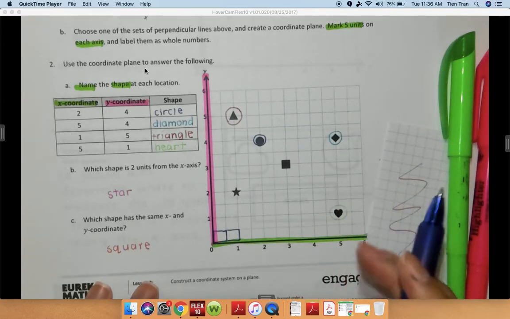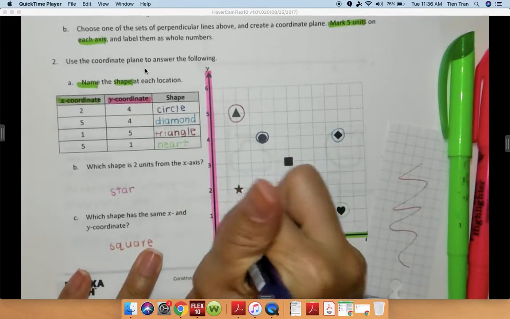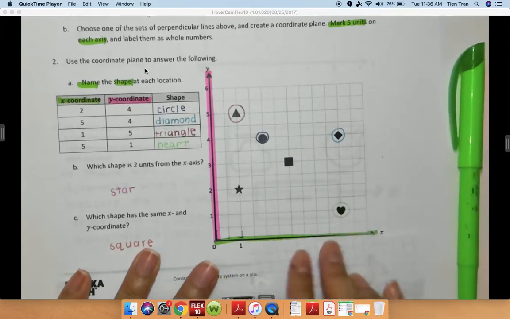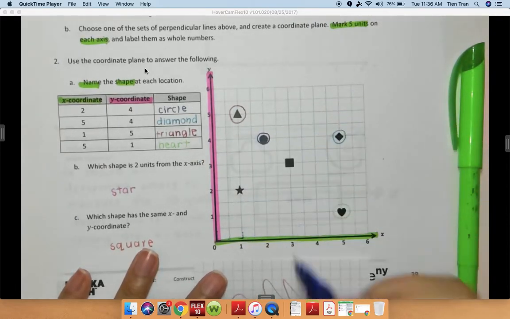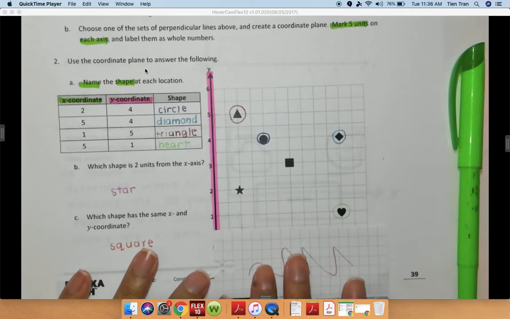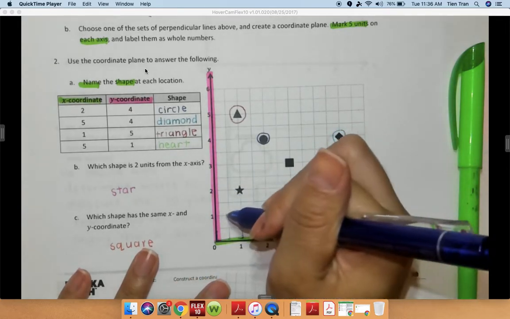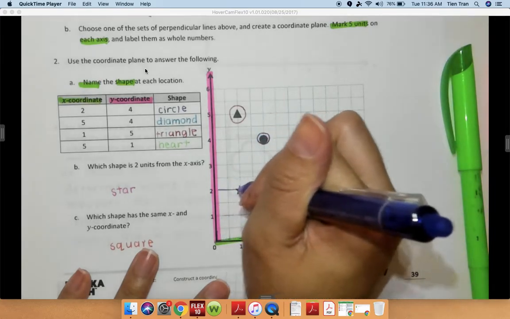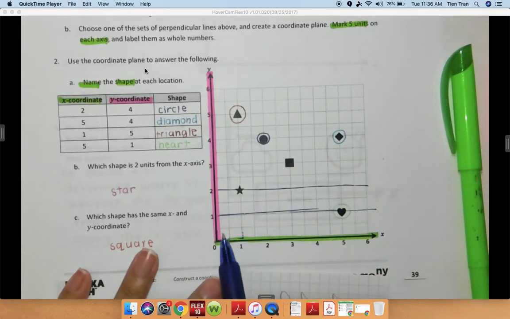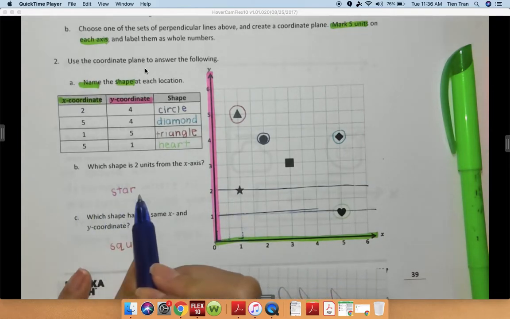Sorry, I'm saying that wrong. 2 units up and down, right? So that means 2 units away from the x-axis. 1, 2. So counting these units right here. So 1 and 2. That's how I'm counting. 1, 2. And that's the star.